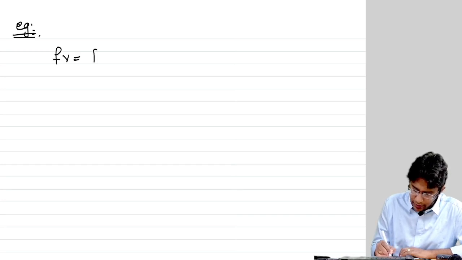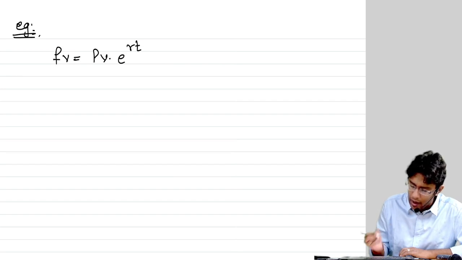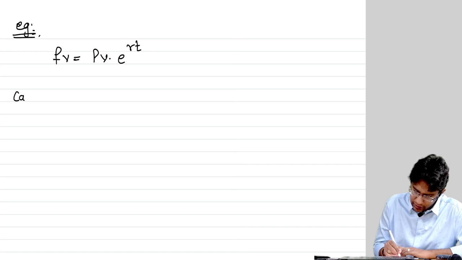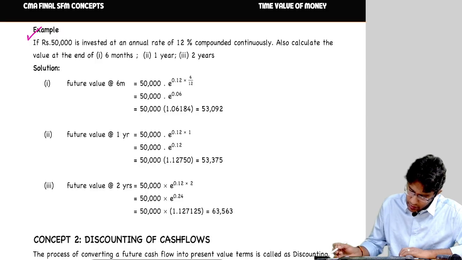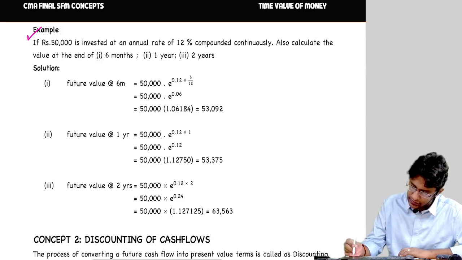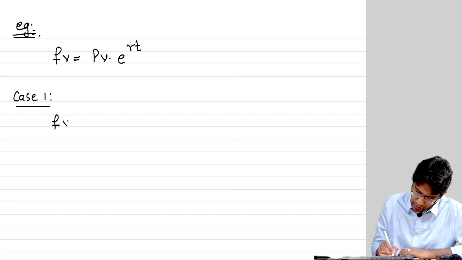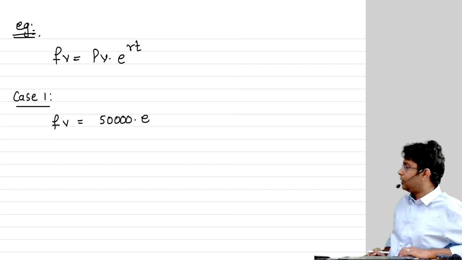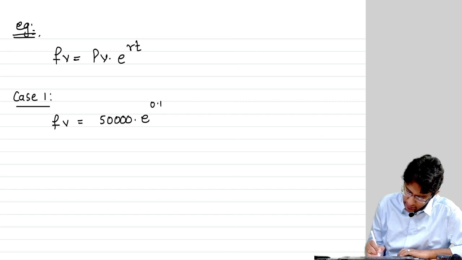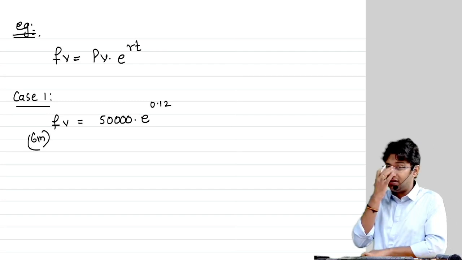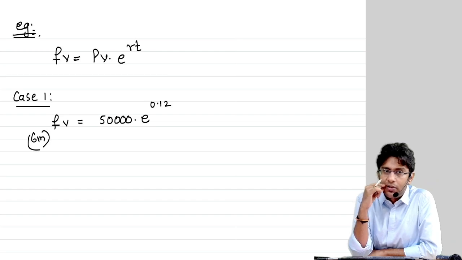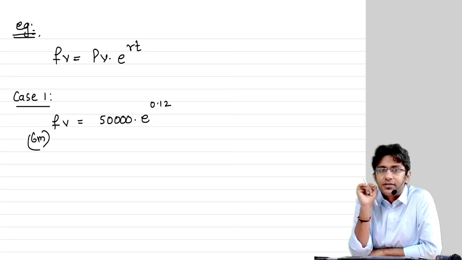What is the formula? Future value is equal to present value into e power RT. So, case 1. You are investing for how many months? 6 months. 50,000 into e power R. At what rate is investing? 12%, 0.12. For how many months? 6 months. T is what? T is time period only, but in years. 6 months is how many years?